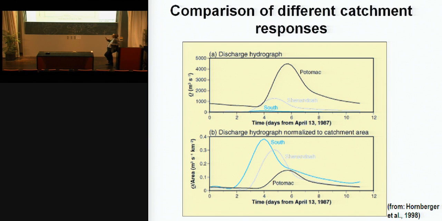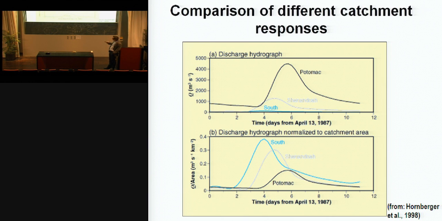But you would think the most important is the Potomac. But if you want to understand the flood generation for this specific flood discharge, it's more useful to not look at the cubic meters per second, because this is just a small river basin, the south. It's better to look at the discharge divided by area, so-called specific discharge. Now you have cubic meters per second per kilometer square.